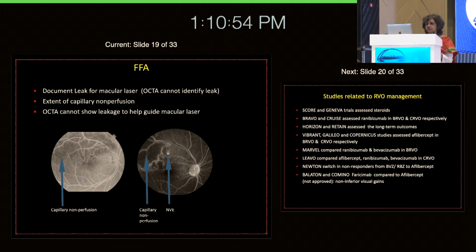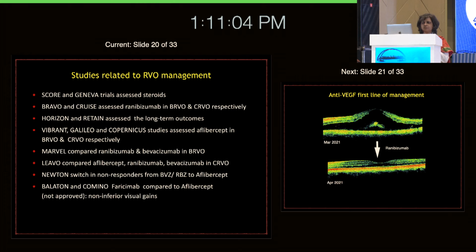Fluorescein angiogram is very important to show how to treat the edema with laser, because it captures the leakage, which OCT angiogram cannot show. Now, these are the multiple studies related to management of retinal vein occlusion, which everybody can see.